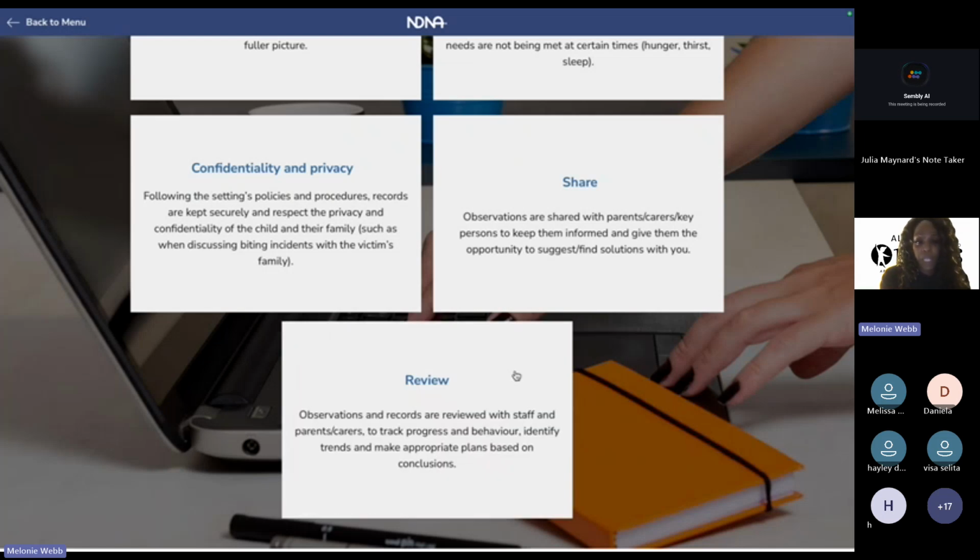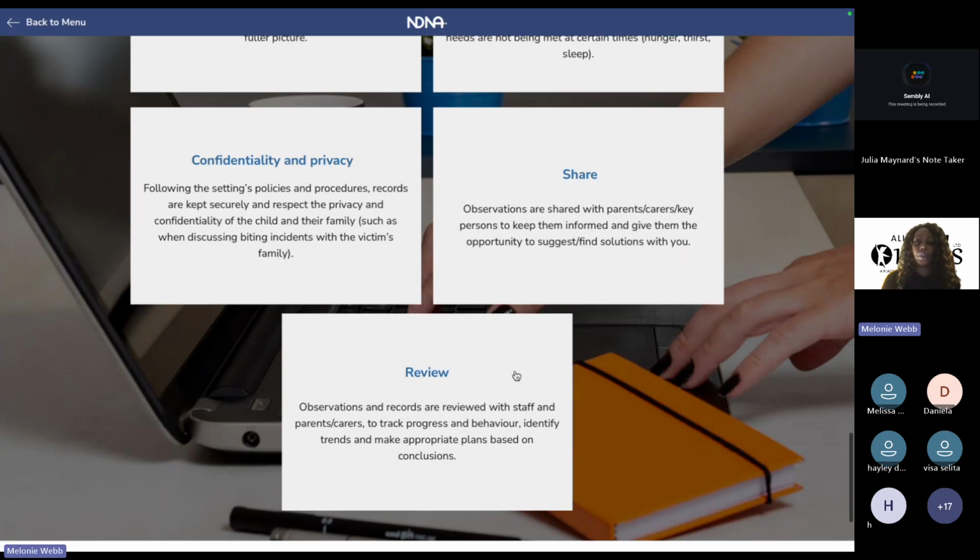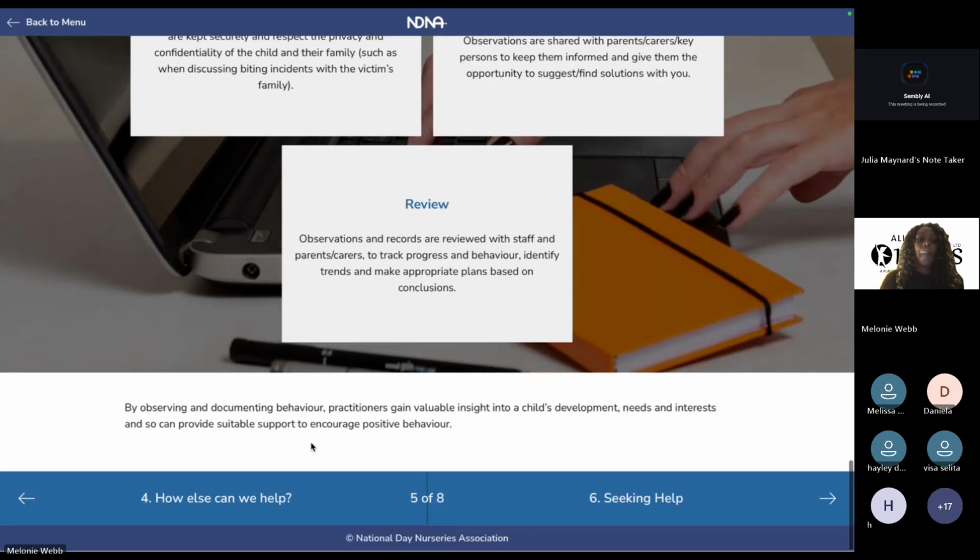Review. Observations and records are reviewed with staff and parents to track progress and behaviour and identify trends and make appropriate plans based on conclusions. By observing and documenting behaviour, practitioners gain valuable insight into a child's development needs and interests, so can provide suitable support and encourage positive behaviour.